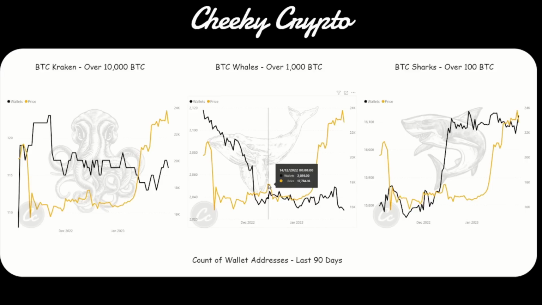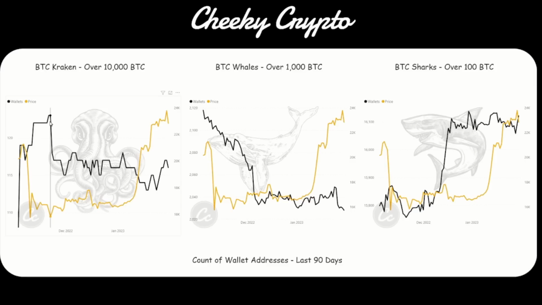So here's the question, right? Because we did see some narrative out there a little while back that institutional players have been accumulating. Well, right now we are sitting on fewer wallets than we were at the beginning of December, right? There were fewer wallets holding 1,000 BTC now than there were at the end of December or beginning of December.